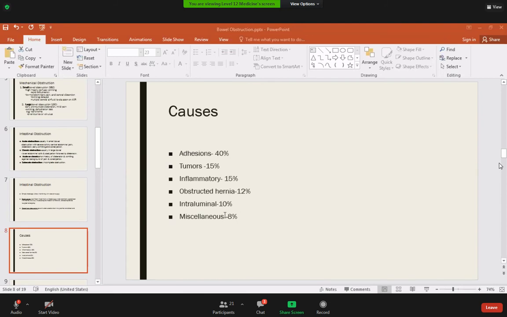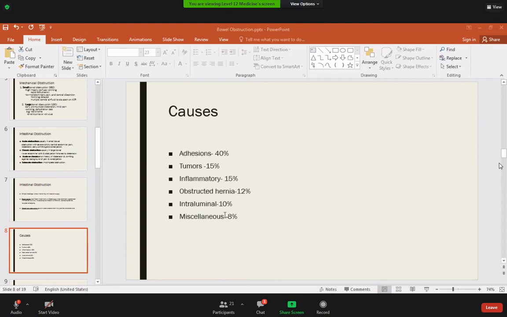Okay. Generally speaking, the cause of obstruction depends, again, on the site. In small bowel obstruction, the most common cause is adhesion obstruction, and in the large gut, the most common cause of obstruction is malignancy. Generally speaking, small bowel obstructions are more common.